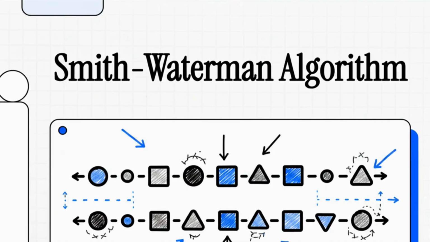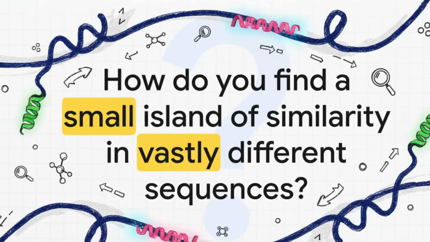All right, today we're diving into a real heavy hitter in sequence analysis, the Smith-Waterman algorithm. You know, this thing is basically the gold standard for finding those little hidden gems of similarity buried inside a mountain of data. So, picture this.